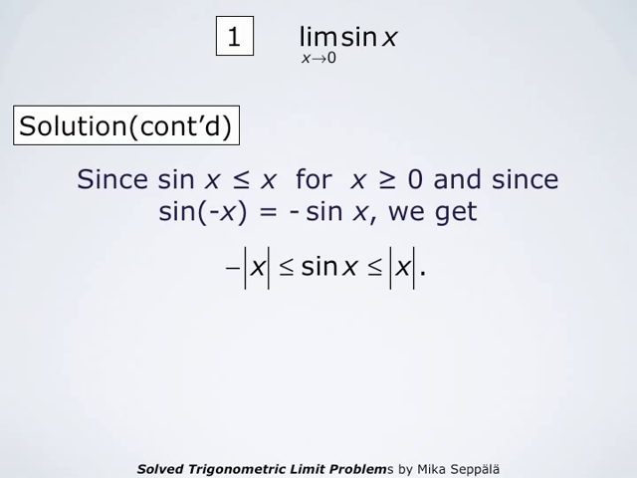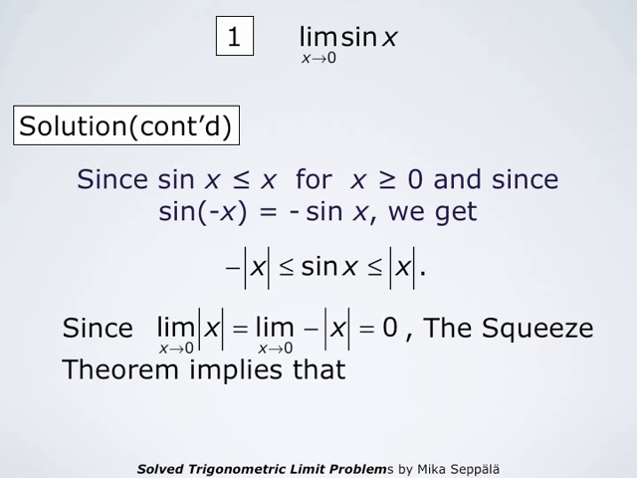The mistake that many people make at this point is that they write down negative of x is at most sine of x is at most x. This is of course not true. Now, the absolute value of x and negative of the absolute value of x, they both have the limit 0 as x approaches 0. Therefore, by the squeeze theorem, we get that limit of sine of x as x approaches 0 is also 0.